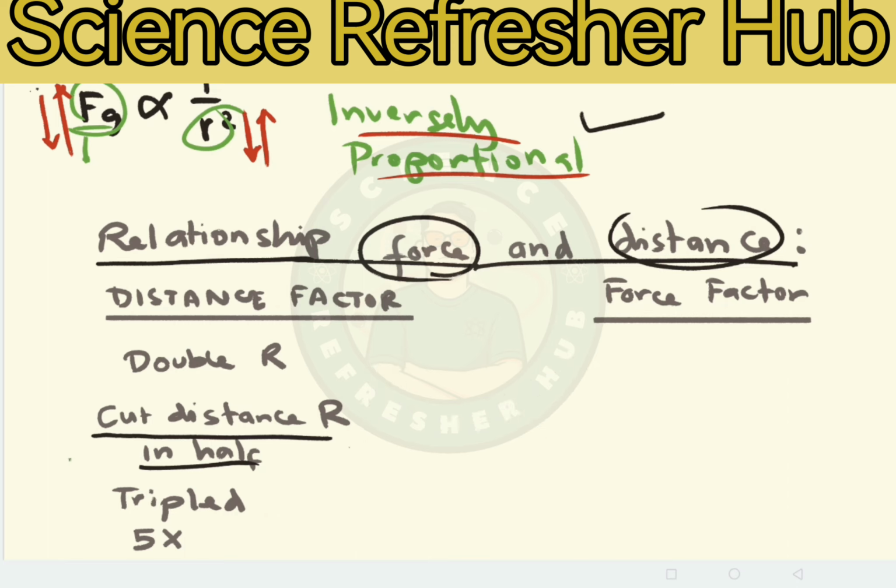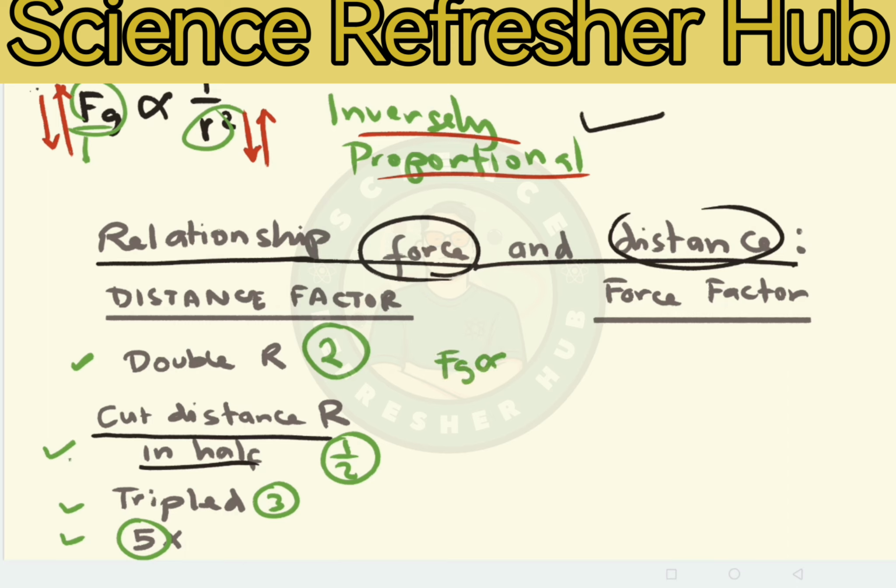Now, I have here the distance factor. What will happen to the force factor if we double the distance r? The distance factor will be 2, and then if we cut the distance into half, it's going to be 1/2 as our distance factor. Or what if we triple it, or even make it times 5? What will happen to our force factor? So let's begin. Always remember, Fg is proportional to 1 over r squared.